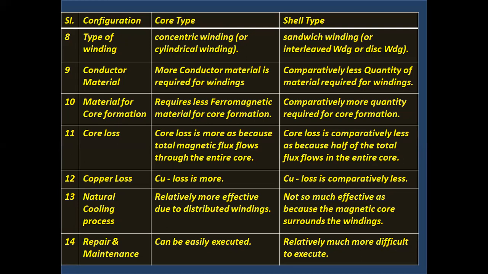Natural cooling process in the case of core type is relatively more effective due to distributed windings, whereas in shell type it is not so effective, because the magnetic core surrounds the windings. Repair and maintenance. For core type, it can be easily executed, whereas in shell type, it is relatively much more difficult to execute.